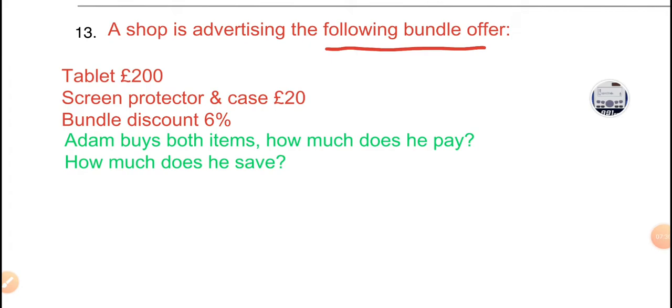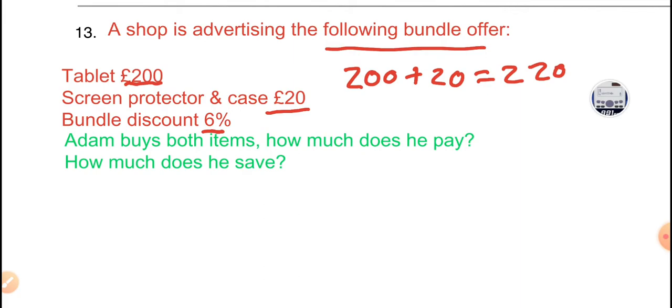Bundle meaning if you buy more than one thing. Okay. So the tablet normally on its own is £200, and a screen protector and case for the tablet is £20. But what the shop is saying is if you buy them both together, you get a 6% discount. So if I was to buy them individually, without the offer, it would be £200 plus £20, which would be £220. But because the offer has a discount, you can get a 6% discount.